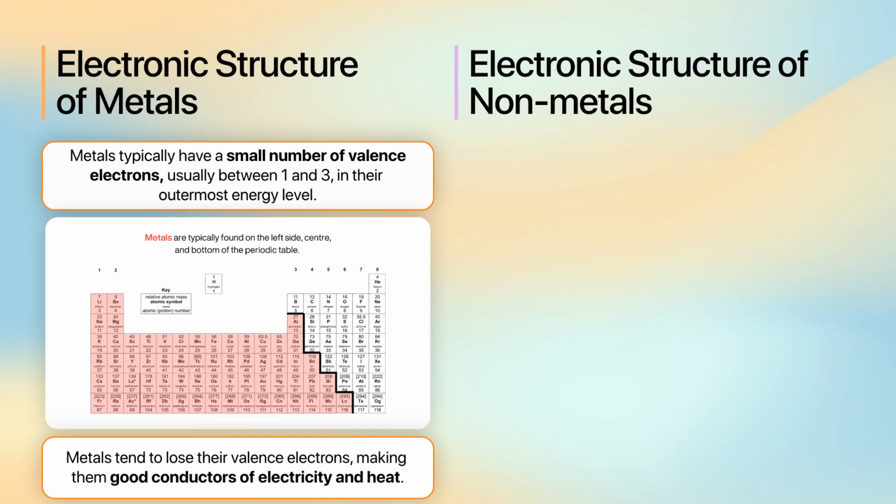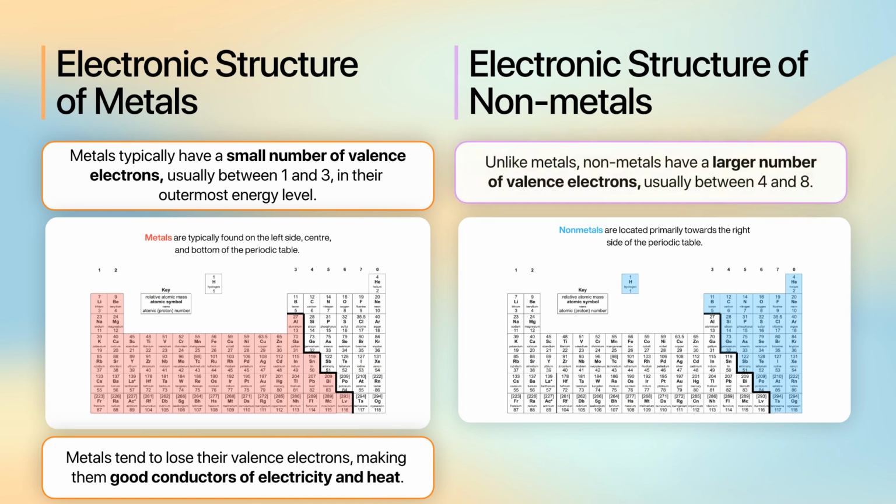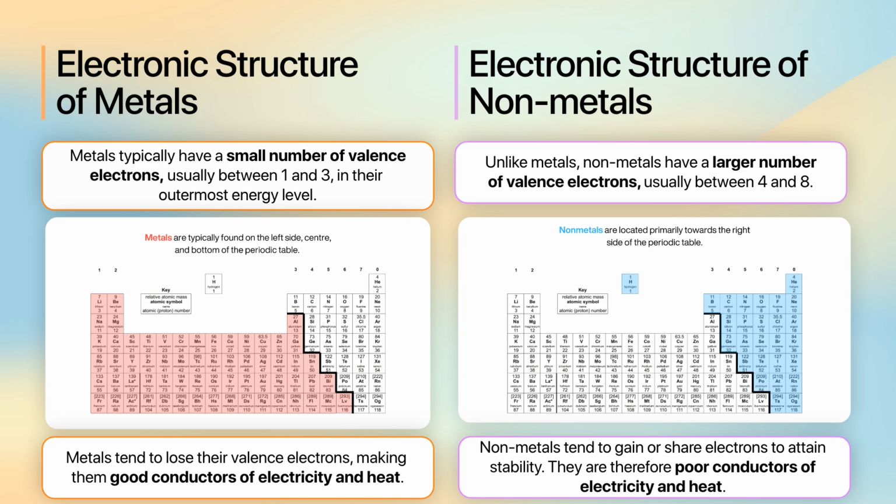In the periodic table, nonmetals are found on the right. This arrangement is important since it reflects their distinct electron configurations. Nonmetals usually have more electrons in their outer shells and tend to gain or share electrons to attain stability, leading to lower conductivity. By connecting these principles, we understood why elements are positioned where they are in the periodic table and how their atomic structures dictate their chemical behaviors.